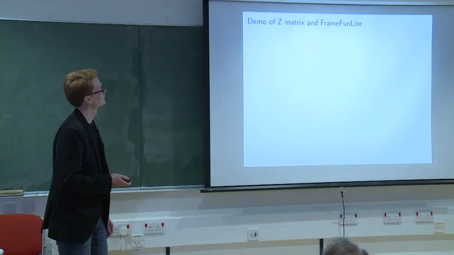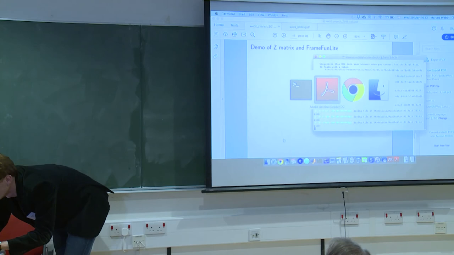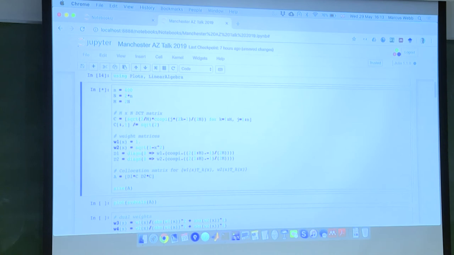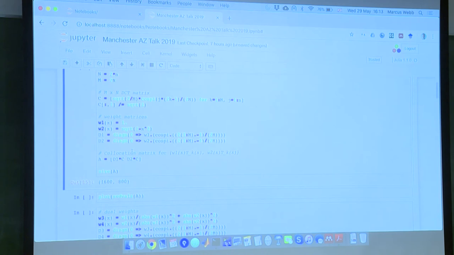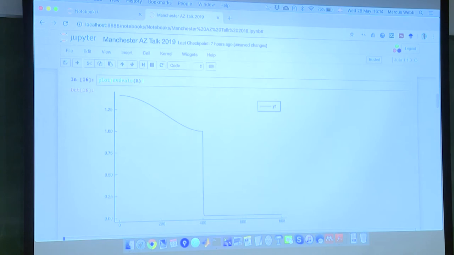I'll just demonstrate these matrices, to show you beyond doubt that they're very simple. I build a matrix here. This is a DCT matrix, and then I make some weights of 1 and square root 1 minus x squared, and I weight them appropriately to make the collocation matrix for this dictionary. If I plot the singular values, they look like this. So as you asked before, the singular values do have some sort of structure, but it's an extremely ill-conditioned matrix.